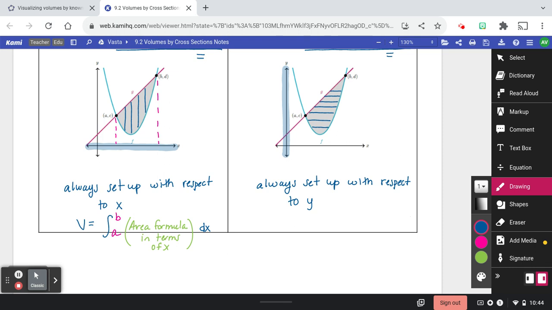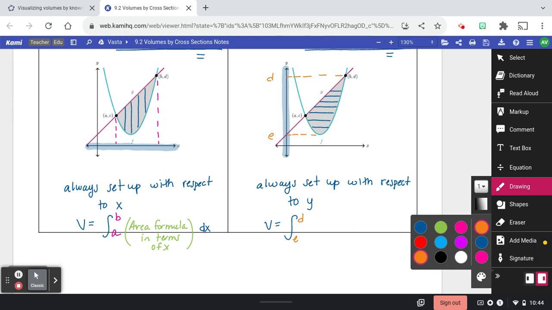Now, if we want to set it up in terms of y, we would still do an integral. Your volume is going to be the integral from, only because we're in terms of y, the lowest y value, I'm going to call that e, to the highest y value where those graphs intersect. In this case, that would be d.